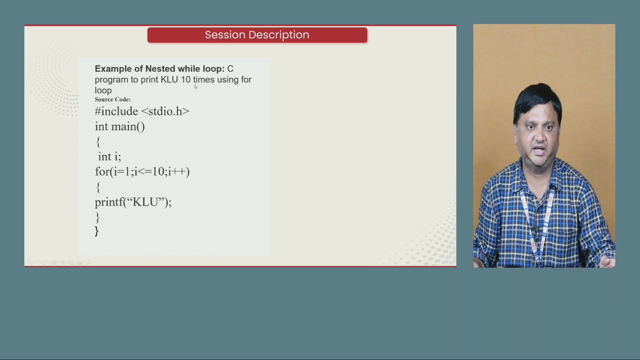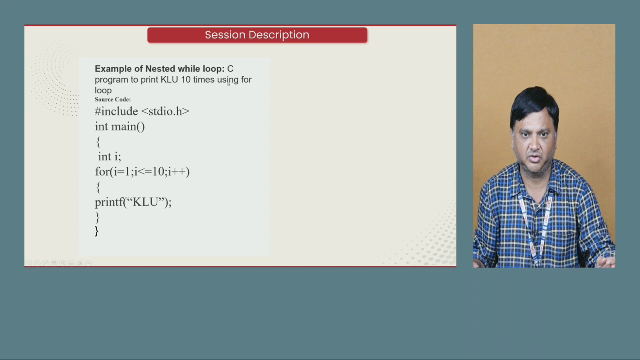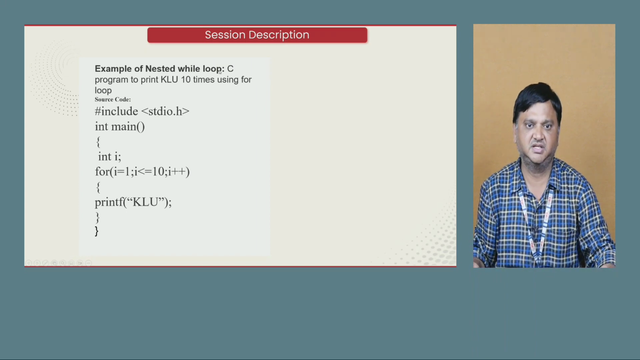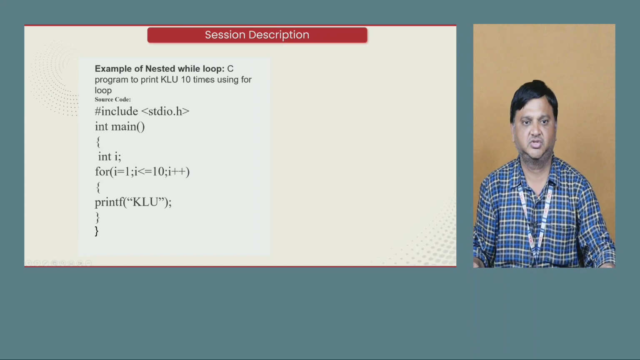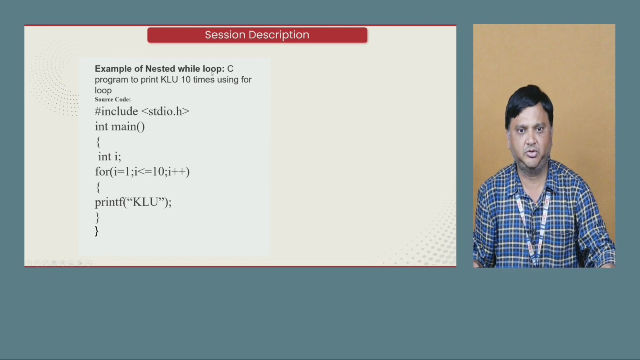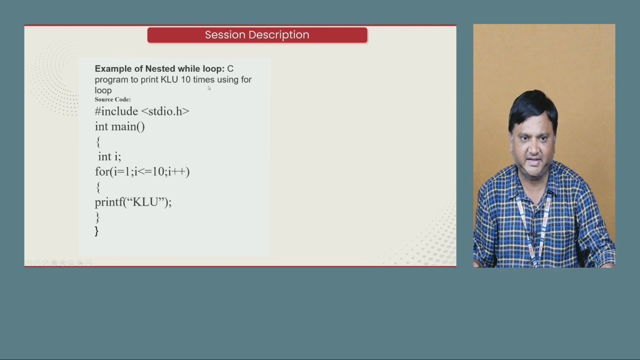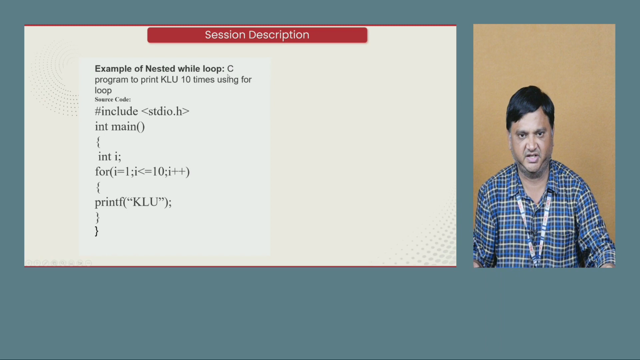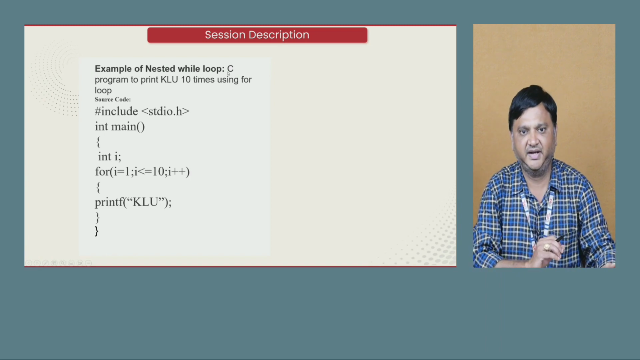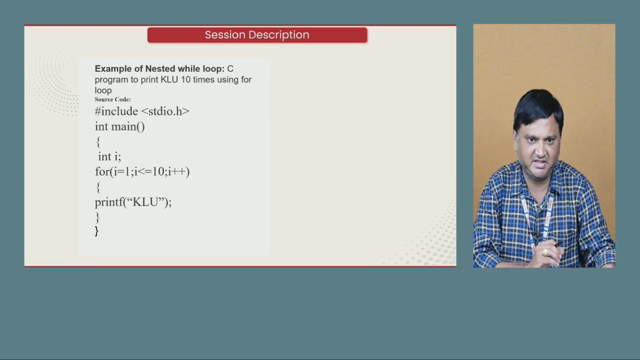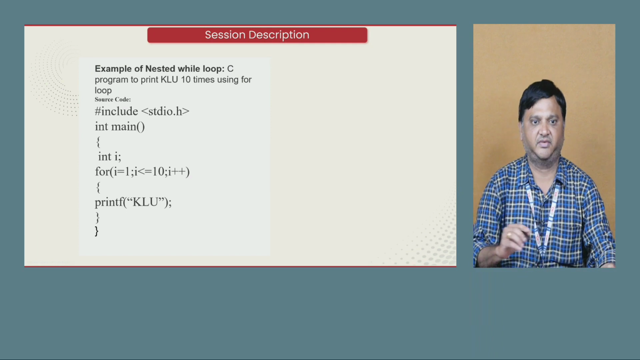So here I have written an example of a nested while loop. I'm sorry, it's not a nested while loop, it is just a for loop, right? So let's see, you have to write a C program to print KLU 10 times using for loop. See the question, you have to print KLU 10 times using a for loop. So let's see how to start writing the program.